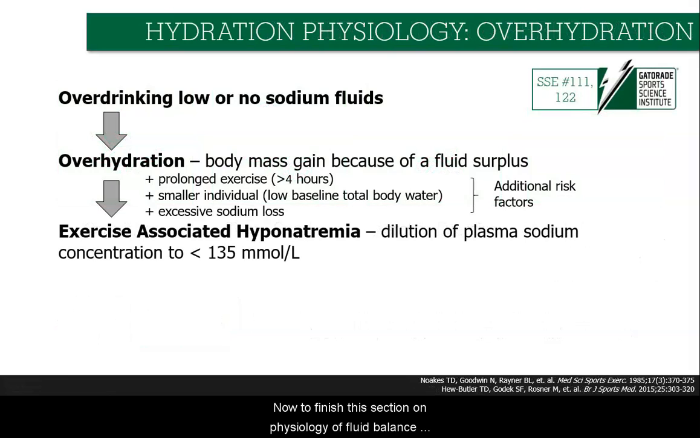Now, to finish this section on physiology of fluid balance, let's talk about the effects of overhydration on human physiology during exercise. The concern in this situation is the development of hyponatremia. Hyponatremia is primarily due to overdrinking hypotonic beverages, such as water or other low-sodium fluids, at a rate that exceeds the renal system's capacity to excrete the excess fluid. Other contributing risk factors include long exercise durations, slow pace, and body size.